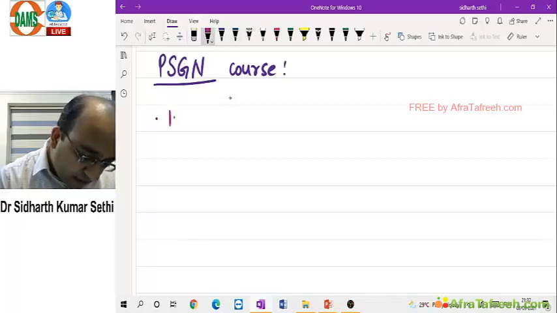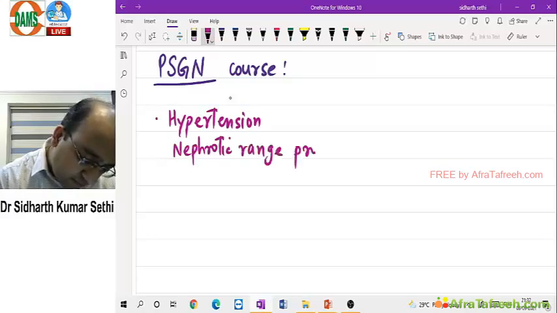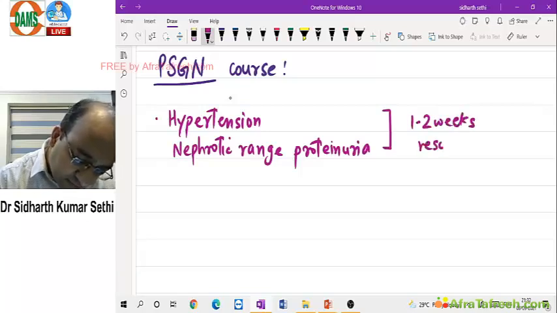Remember, hypertension, and if they have a lot of proteinuria, if they have a nephrotic range proteinuria, it usually resolves. It usually resolves in 1 to 2 weeks.